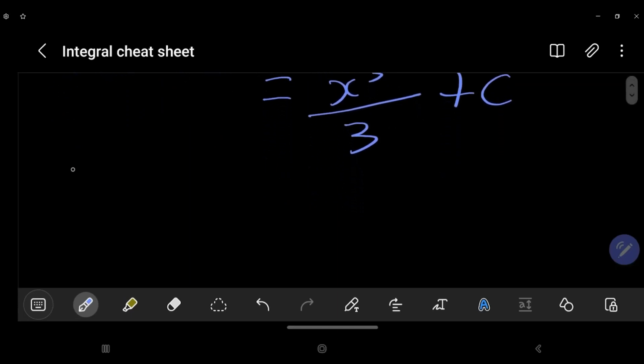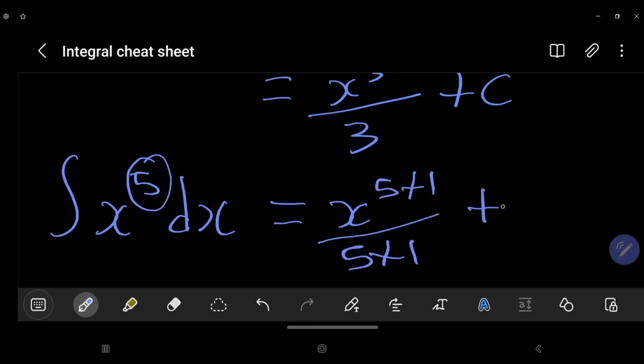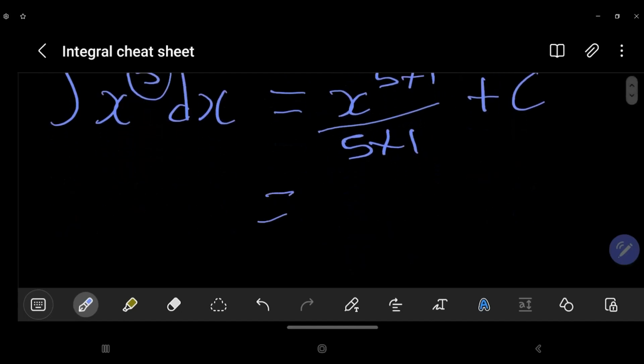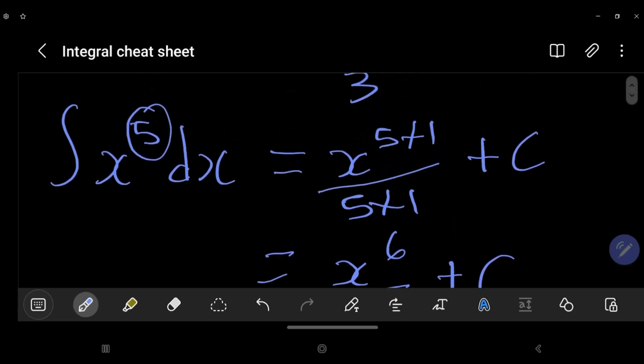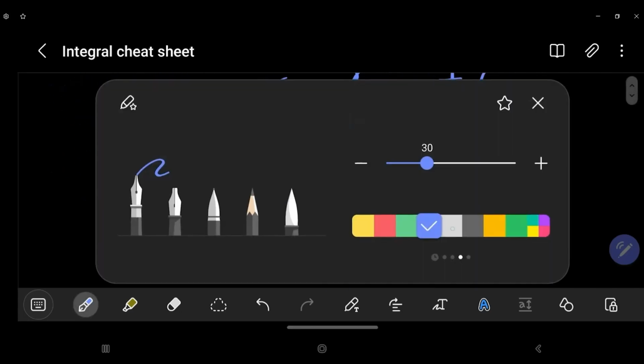Let's say we have the integral of x raised to the 5 dx. So what is n here? n is 5. We're going to have this as x to the 5 plus 1 all divided by 5 plus 1 plus c. And this is equal to x to the 6 divided by 6 plus c. Quite easy, right? Power rule. Any integral that you can see here that has x raised to a power, you need to use the power rule. Let's do another example.